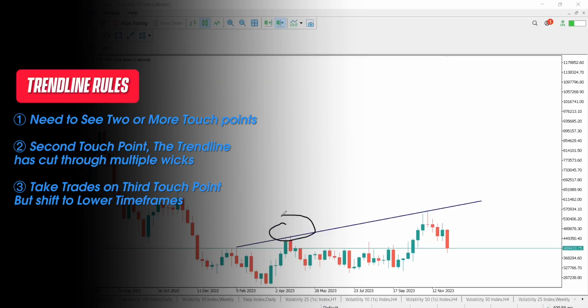Then we said that we take trades on the third touch point, but when the price touches the third touch point, we have to shift to the lower time frame. And we need the third touch point. The price came and touched the third touch point.